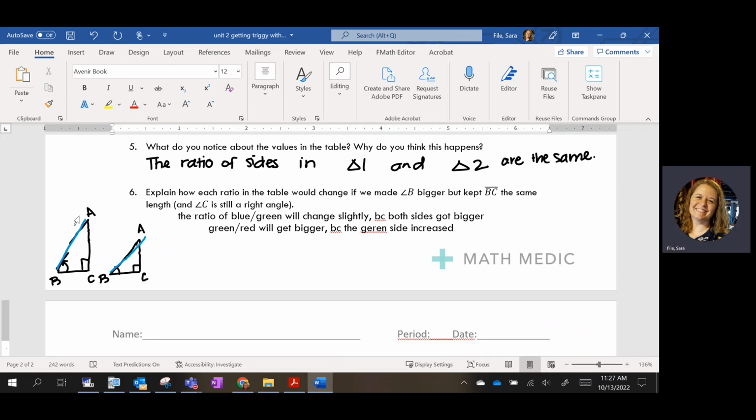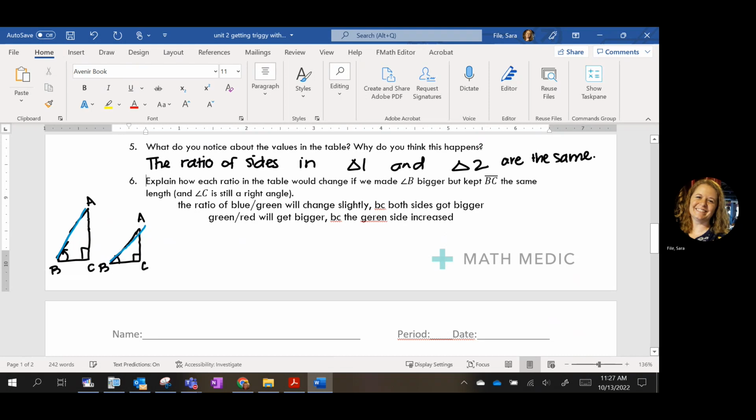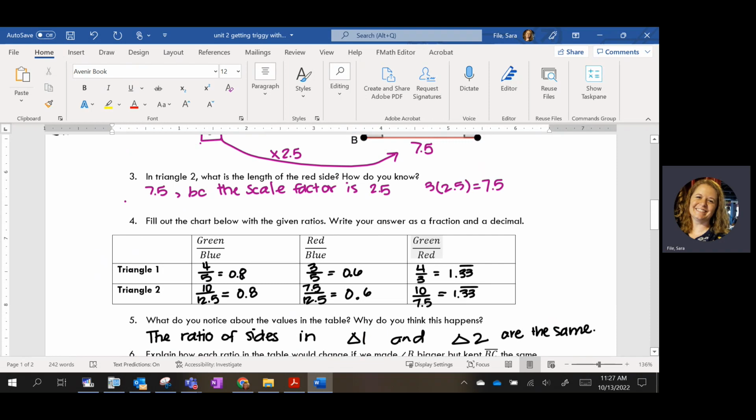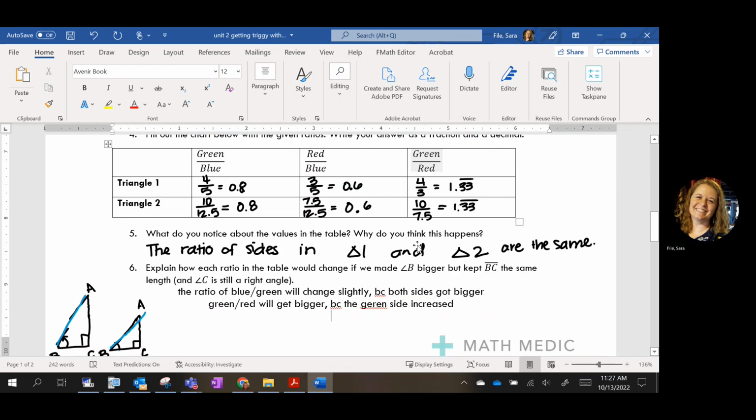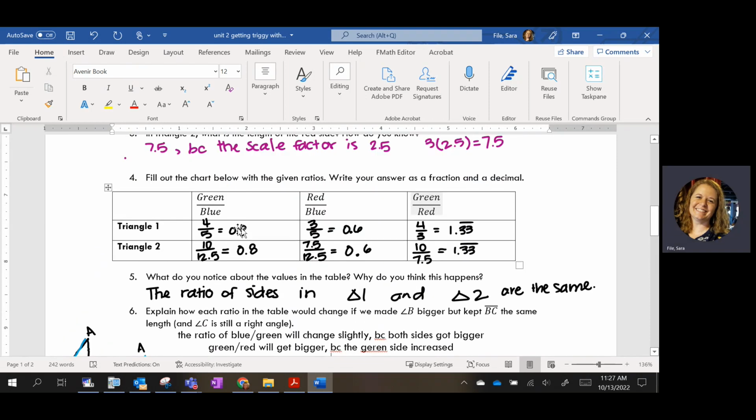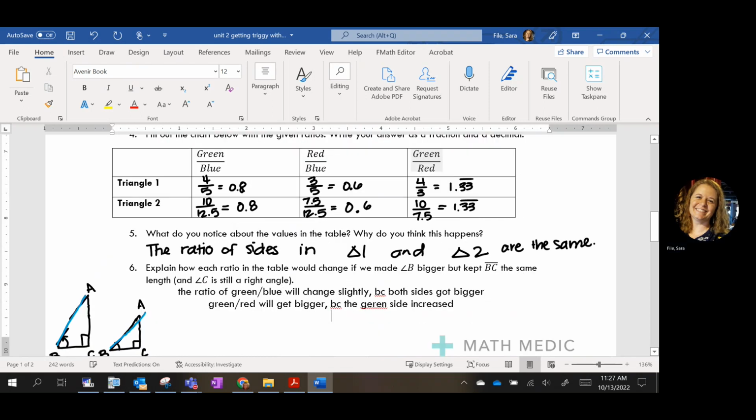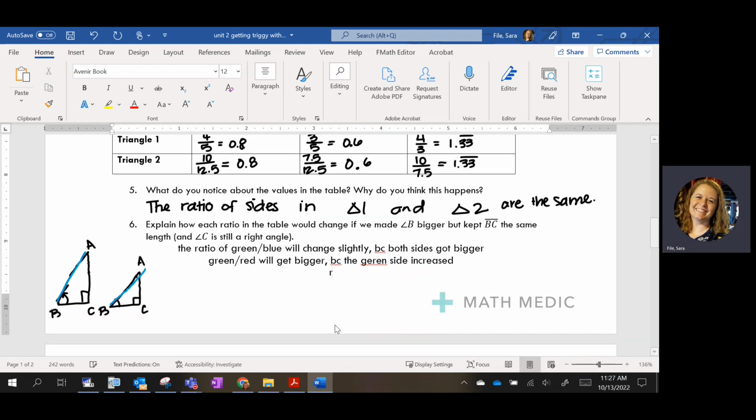Now the other one was the other ratio. So we said blue to green. Oh, and that was supposed to be green to blue. Sorry. Okay, green to red. Okay, red to blue. So let's look at red to blue.